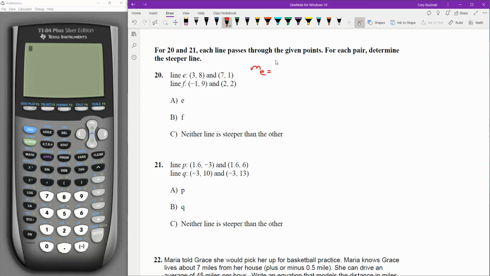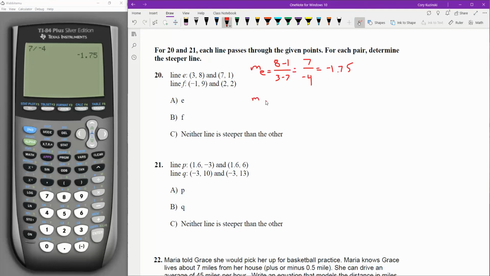Let's do 8 minus 1. That's the change in the y's. Over 3 minus 7. That's the change in the x's. So that gives us 7 over negative 4. And 7 divided by negative 4 is negative 1.75. I think for comparison's sakes here, I think we'll just use decimals here.